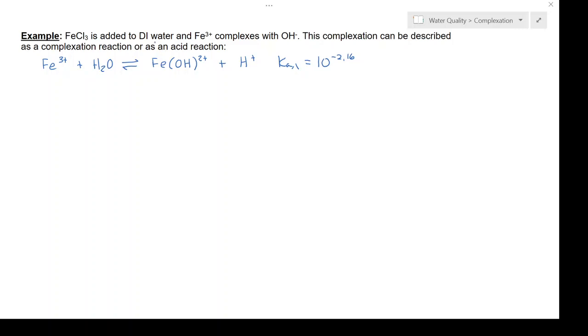In this video, I'm going to continue a ferric chloride example where ferric iron complexes with hydroxide, and we're describing this as both a complexation reaction and an acid reaction. In the previous video, we solved for the Ka1 value, which describes a reaction that's shown here. I'm showing the acid reaction where ferric reacts with water and releases a hydrogen ion, and this is described using a Ka1 value of 10 to the minus 2.16. In this video, we're going to get the Ka2.